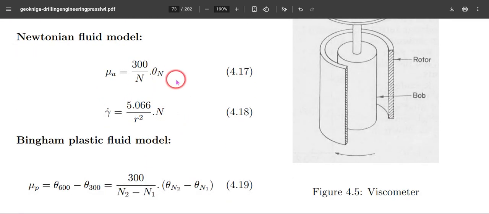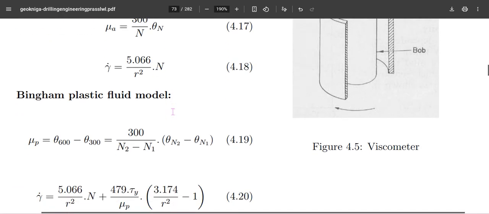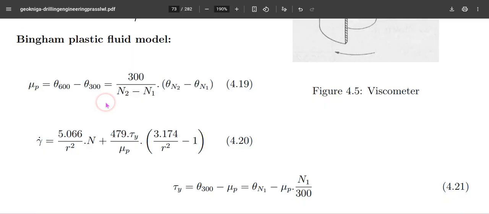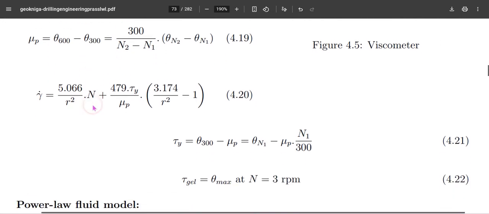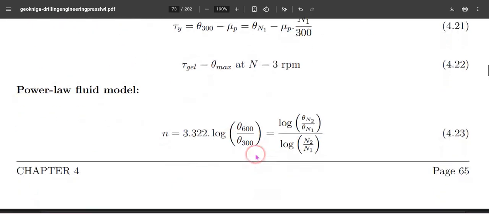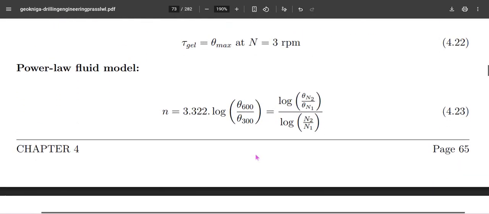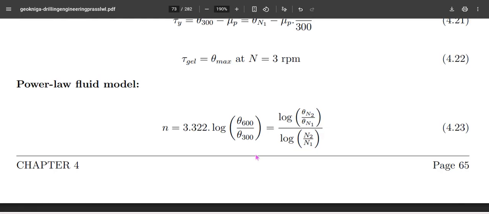For a Newtonian fluid, for example, when you are rotating at 300, this would be termed the viscosity, and this would be termed the shear rate, equations 4.17 and 4.18. For Bingham plastic, we use two readings, 600 and 300, and these are dial readings that will determine the plastic viscosity and the yield stress. And related to the power law, we have two variables, n and k. The n can be determined based on 4.23, which requires two readings, 300 and 600 respectively, and these are dial readings.